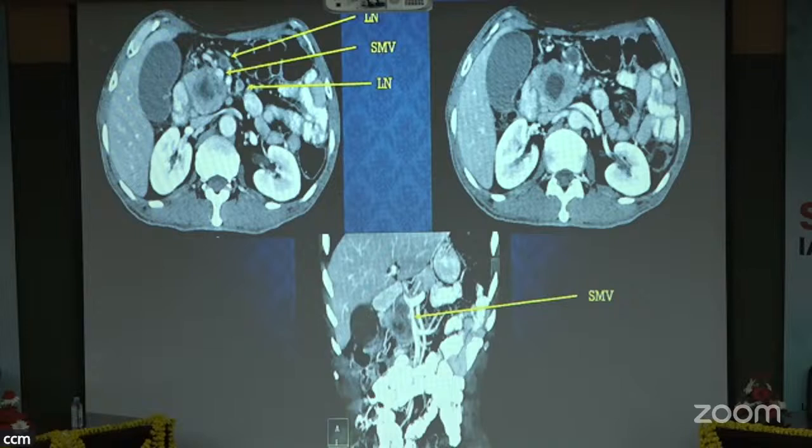We have involvement, and on the coronal reconstruction, we can see that the tumor is causing scalloping of the wall of the vein, superior mesenteric vein, and there are also necrotic nodes. You can see these are the nodes, although some of them are small, but their morphology is not normal. They are showing heterogeneous enhancement. The central area is hypoenhancing. So pancreatic carcinomas are known to give rise to metastasis in small size lymph nodes. So we have to be very cautious with the lymph nodes.